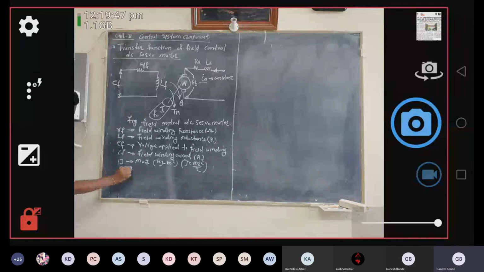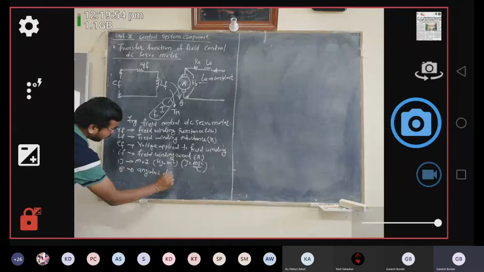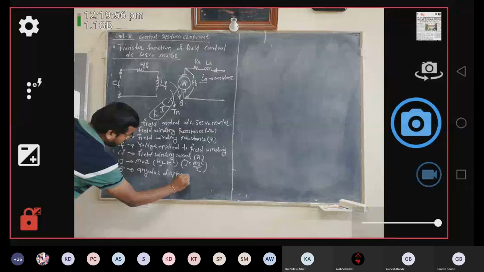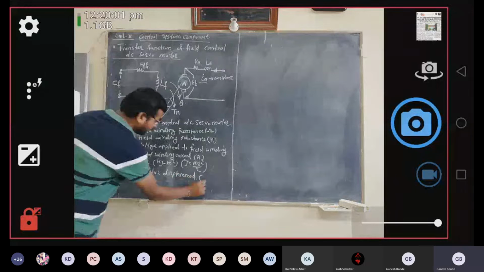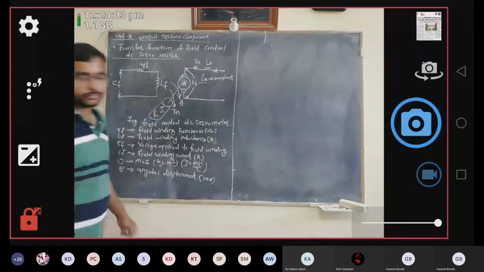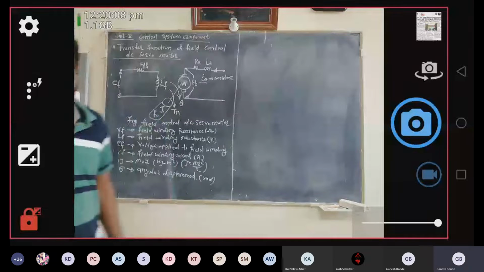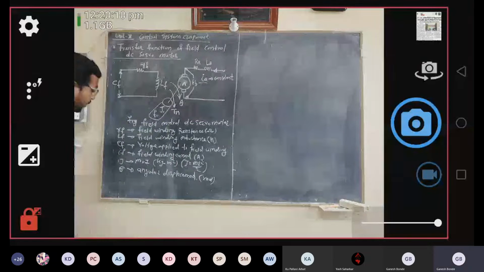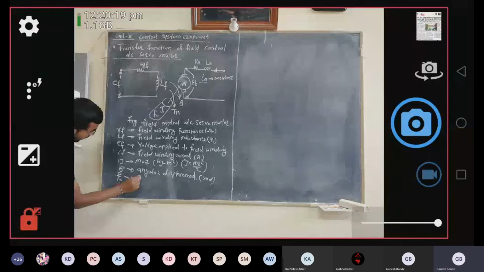Then the last one is theta, where theta is the angular displacement, that is in radian or in degree. And the last one, F0 is remaining. F0 is the frictional coefficient.